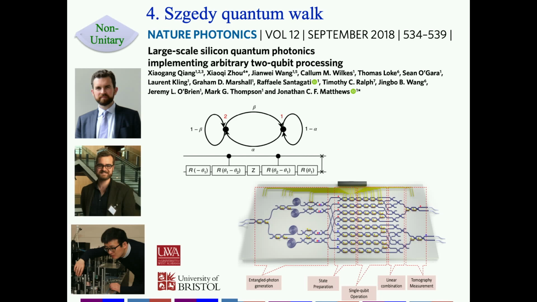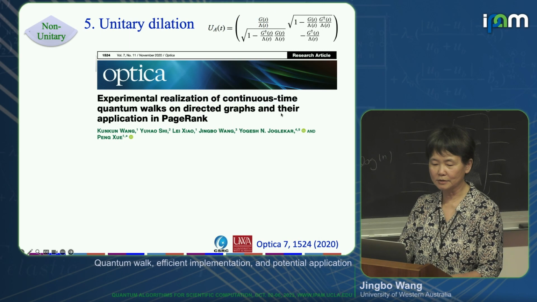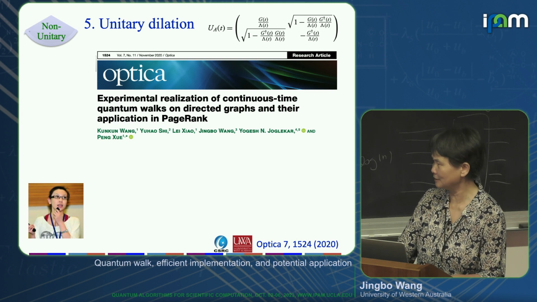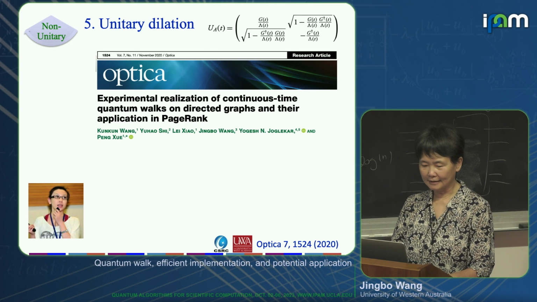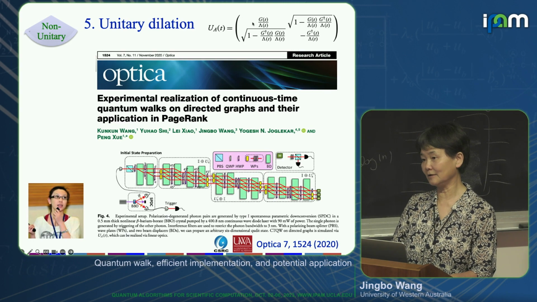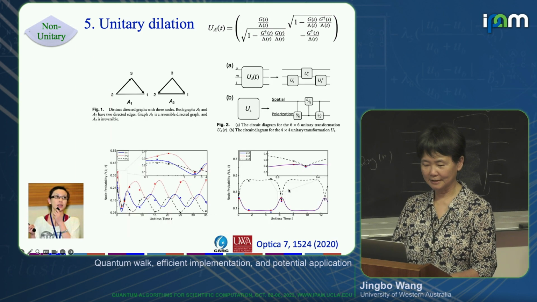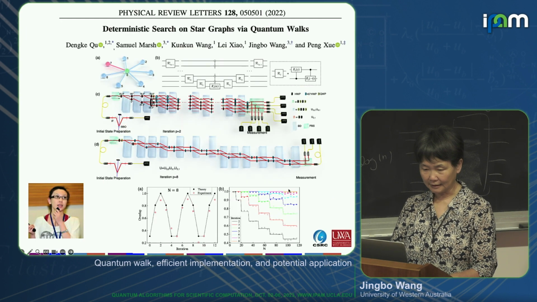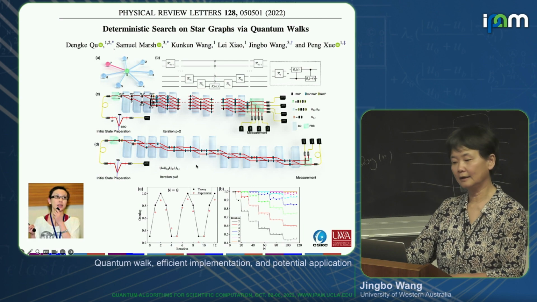It's time to implement a Ziggy graph. And that's the graph, and this is the quantum circuit. And this is their experimental photonic implementation. And you can see the theory and experiment are almost spot on. And we worked with a group at the Beijing Computational Science Center, Xue Peng, some of you may know. And we looked at the non-unitary case, the unitary dilation, and that's Xue Peng's experiments. And again, we did ranking, and last year we did a deterministic search on Xue Peng's apparatus.